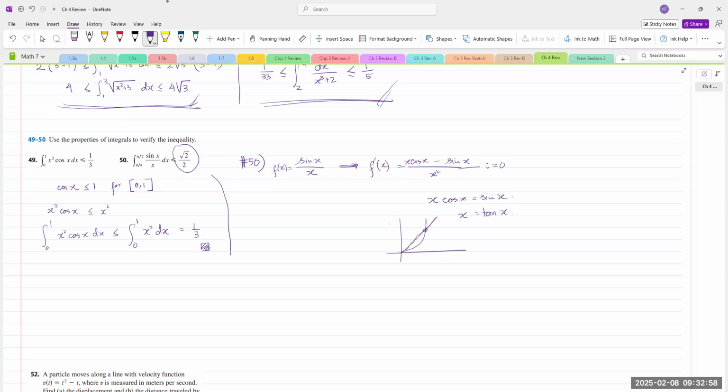Okay, but I think I can do some approximation. Let's try. Tangent pi over 4: pi over 4 is less than 1, and tangent pi over 4 is 1. If we increase a little bit to pi over 3, that's less than 1, but tangent pi over 3 is radical 3.